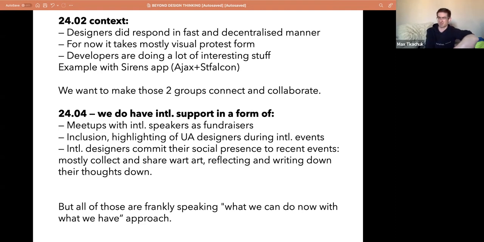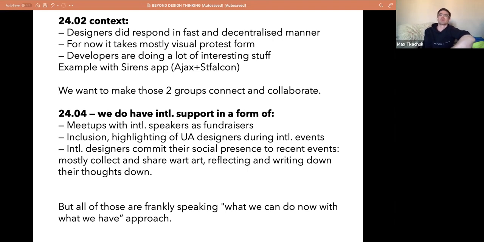Meetups with international speakers as fundraisers. As you can see, we were not asking money for you to pay to attend this thing. We are kindly asking you to think about whether you will be able to pay after you attend this thing, especially I'm talking to non-Ukrainian guys from this set. Inclusion, highlighting Ukrainian designers during international events, and I'm talking wide here, including visual, creative design and so on and so forth. International designers commit their social presence, their Instagram accounts and time to highlight what's going on and how the art part of Ukraine responds and even the international part responds to that.